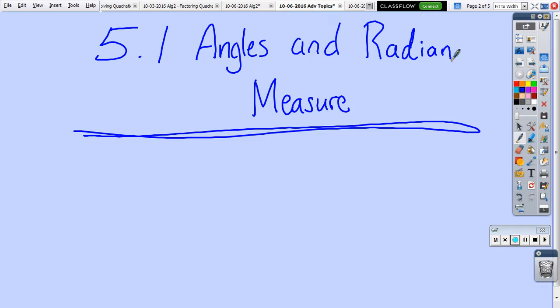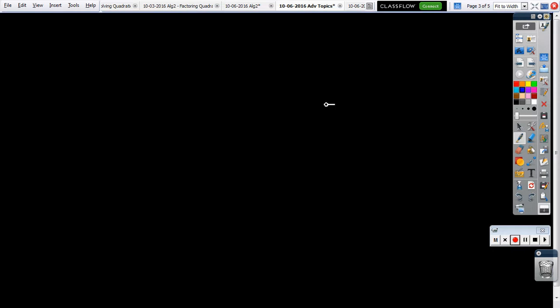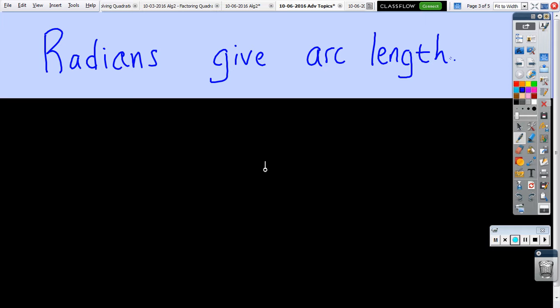So why even have radians? If we know degrees can give us the angle measure, right? You can go, okay, 36.25 degrees. You kind of know how that opening is. Why even have radians? Here's the main reason. Radians give arc length. This is something that degrees do not do. This is why radians are, I guess you could say, advantageous over just degrees.